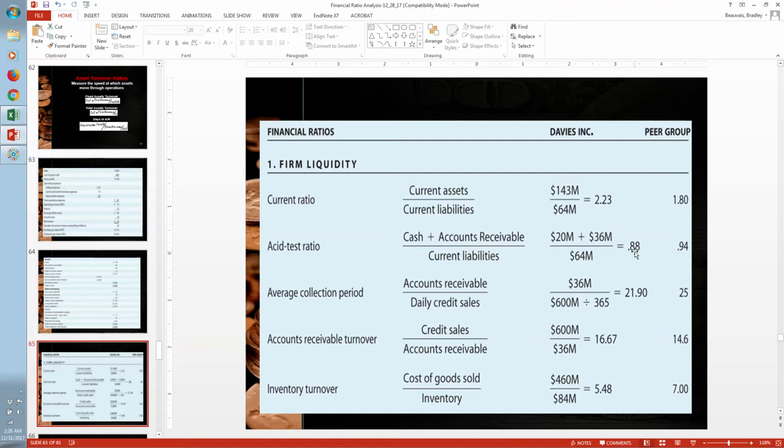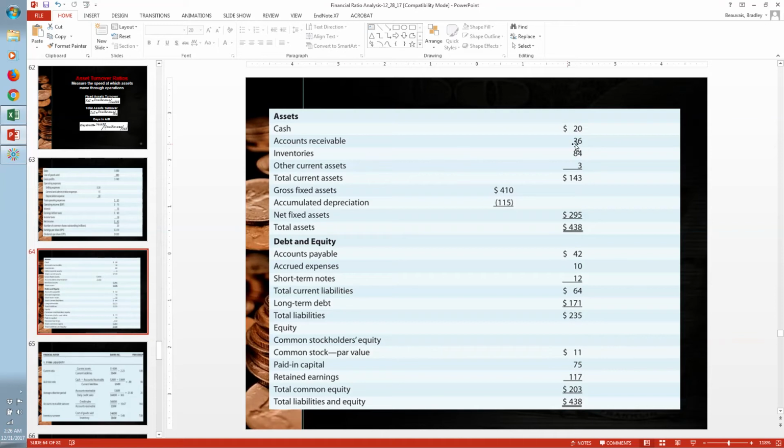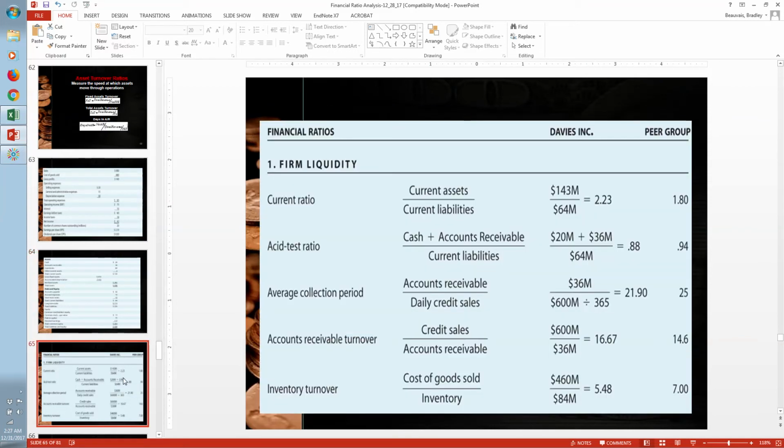and look at what we've got here, a 0.88. So here's an example of an organization that might have a bit of an issue with this inventory line. So we might want to be asking a question about why are we carrying $84 million worth of inventory when we only have $56 million in terms of cash and accounts receivable together. Basically two-thirds of what our inventory is being carried on the books as.